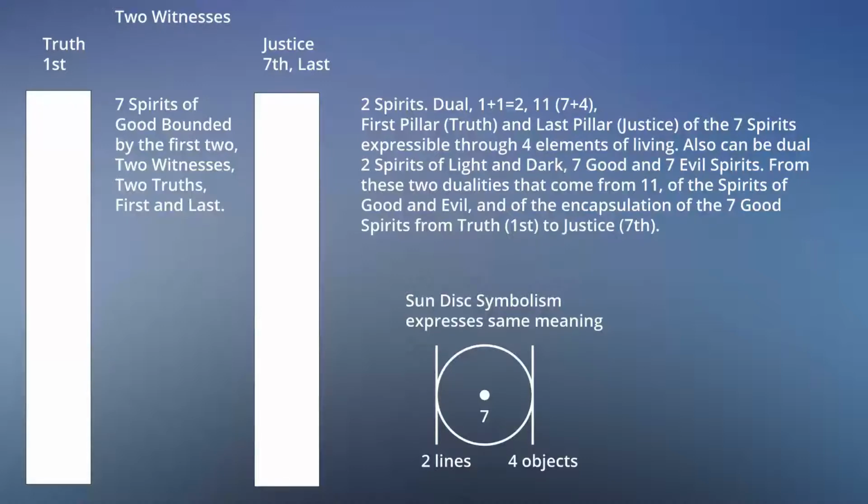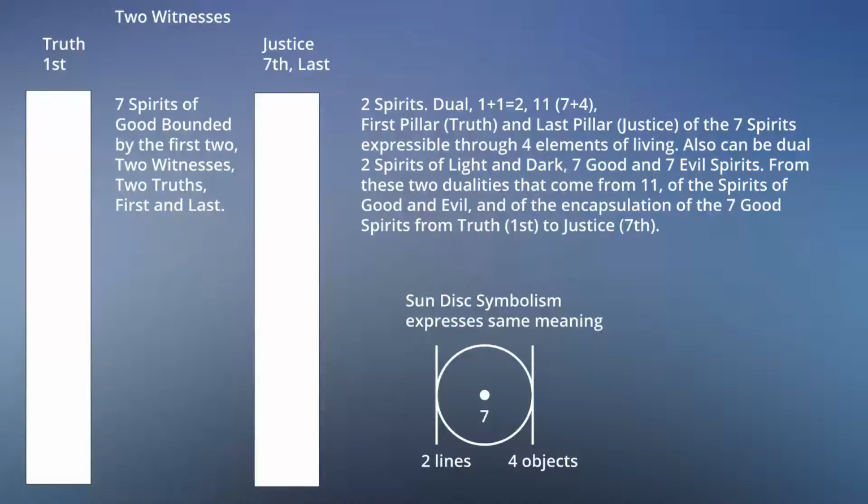From these two dualities that come from the 1-1 of the spirits of good and evil, and of the encapsulation of the seven good spirits from truth, which is the first, to justice and seven. So we have 1-1, which is the two dualities that come from the 1-1 of truth and falsity, or good and evil, I mean. So the spirits of good and evil from the 1-1, and then you have the encapsulation from the 1-1.